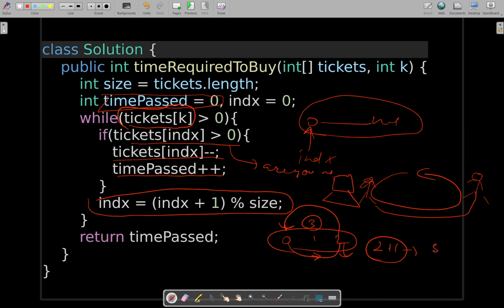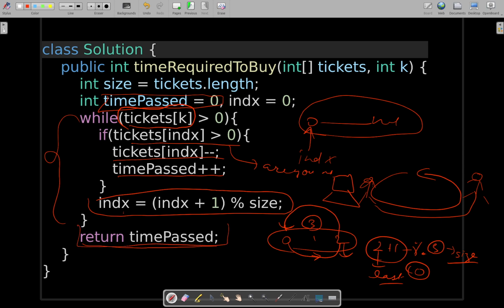Which is, by the way, the size of the array that is given to us, and this is the last index. So as soon as you take modulo with respect to 3, 2 plus 1's modulo with respect to 3, you will be at the 0th index. So this is a way to implement that circular queue kind of thing. And yeah, that's pretty much it, and this thing will keep continuing till your kth person is able to buy all the tickets that he needed, and at last you will return the total time that has passed.